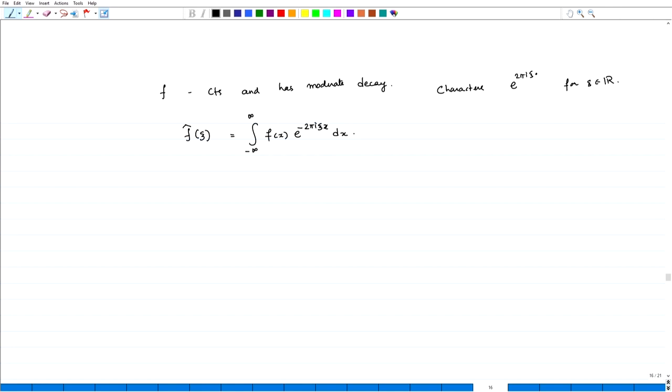Now easily one can see that mod of f hat of xi, using the triangle inequality under the integral, is less than or equal to the integral from minus infinity to infinity of mod of f of x dx. Now this we know is a finite number, less than or equal to some constant A which is less than infinity. Therefore, our first observation is that f hat is bounded. That is our first observation.